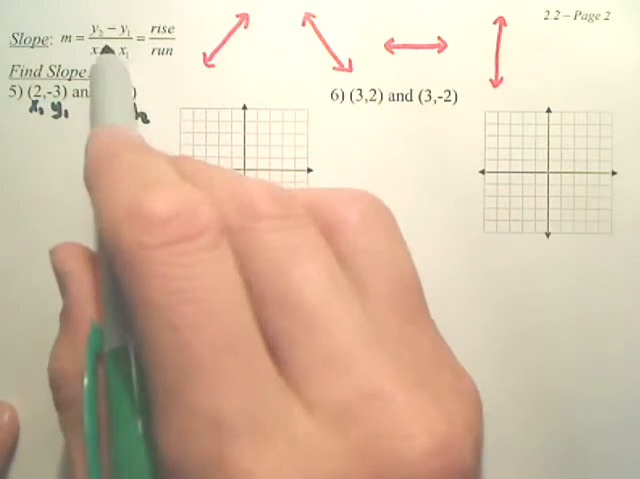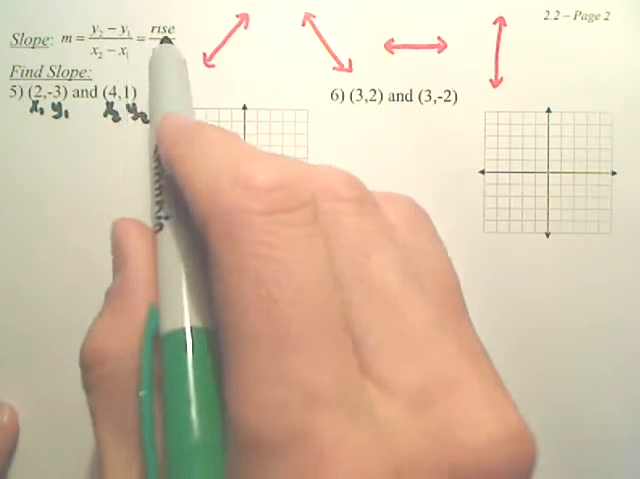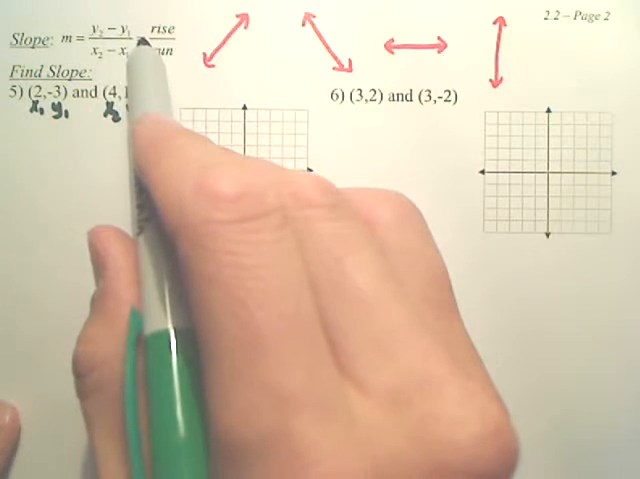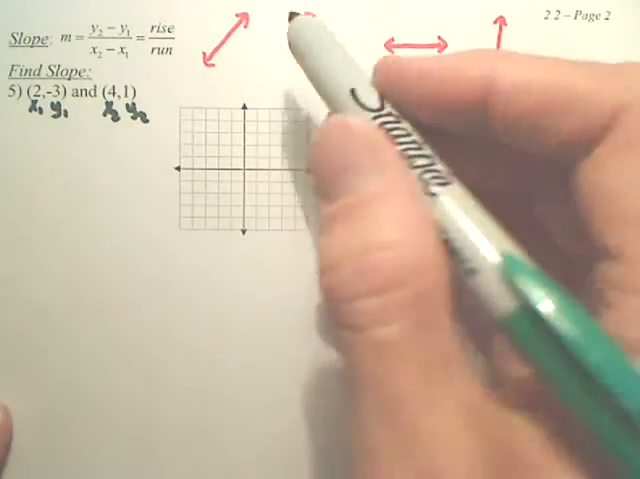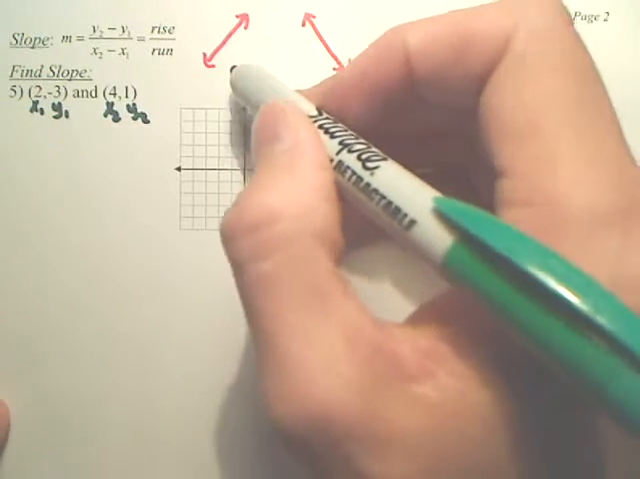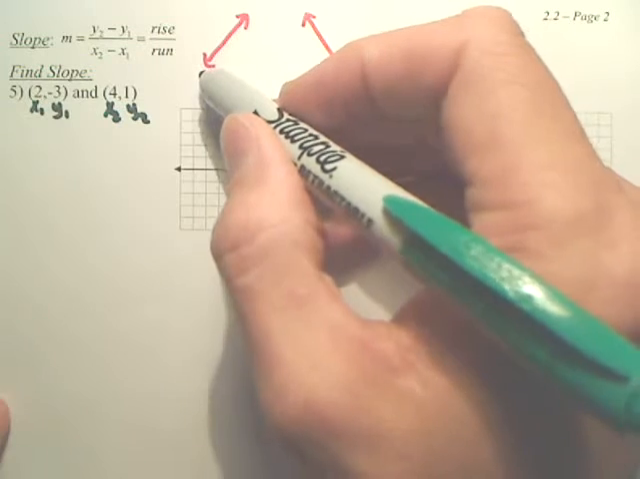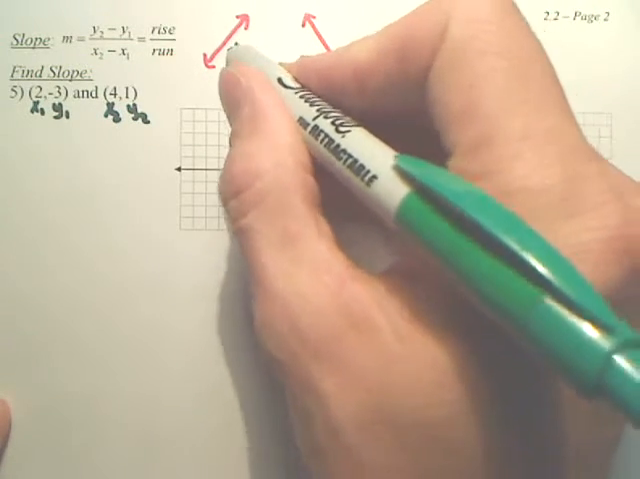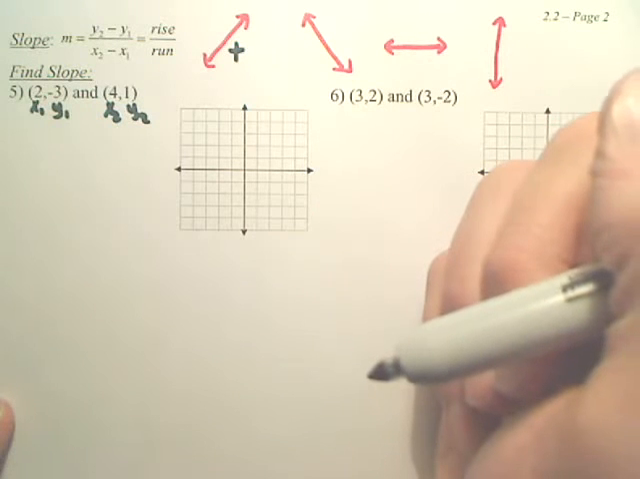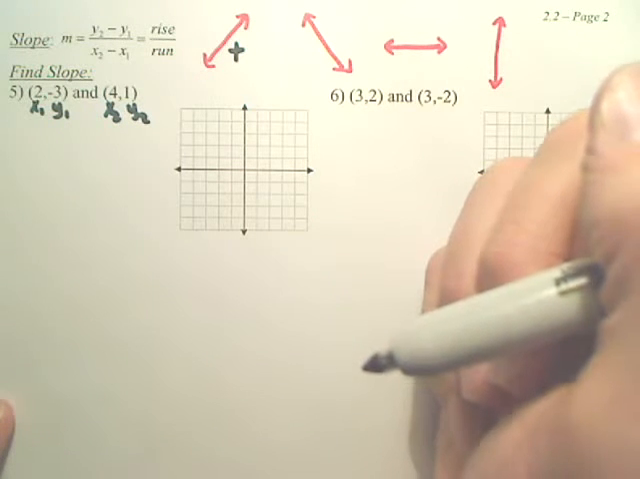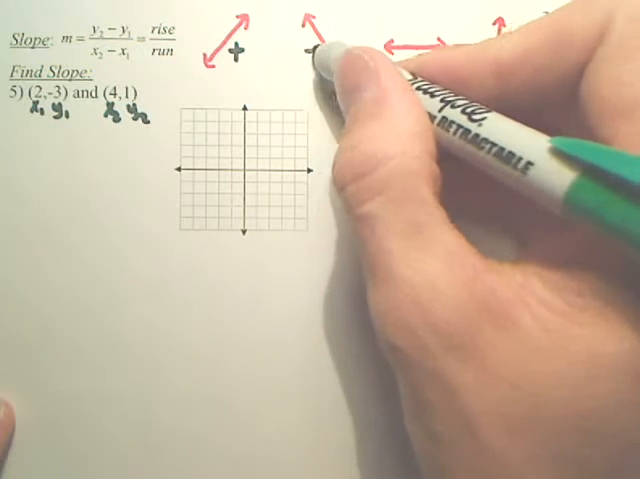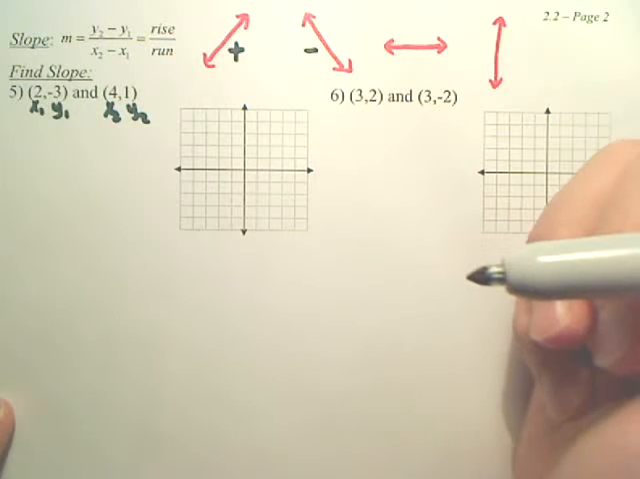Rise, y's. Got it? Your rise is your y's. Kind of rhymes. Anyways, if you get a graph that's going uphill, the slope is positive. Do you see from left to right it's going uphill? If you have a slope going downhill, the slope is negative.